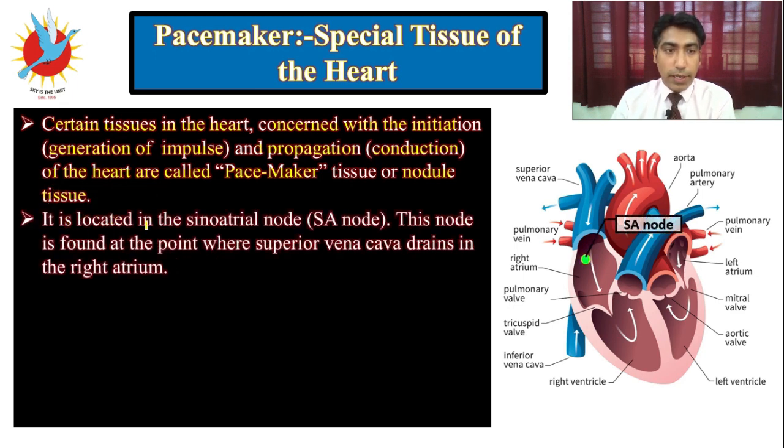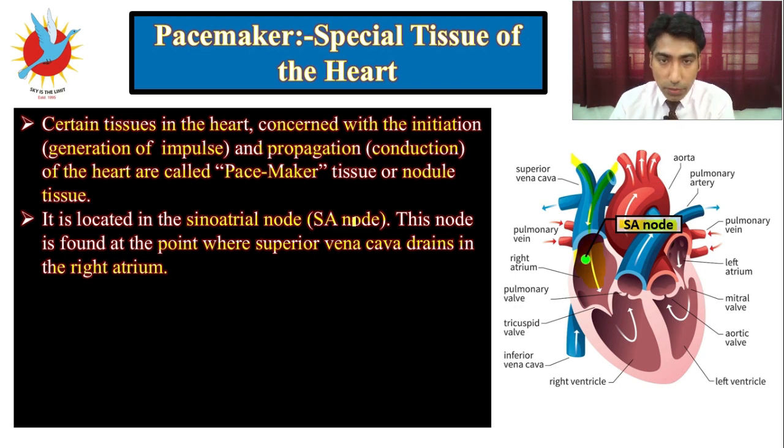It is located in the sinoatrial node. This node is found at the point where the superior vena cava drains into the right atrium. In this structure you can see the superior vena cava, where it attaches to the right atrium. Just below the opening of the superior vena cava, a special type of nodular tissue is found, which is known as the SA node. SA means sinoatrial node, which is known as the pacemaker of the heart.